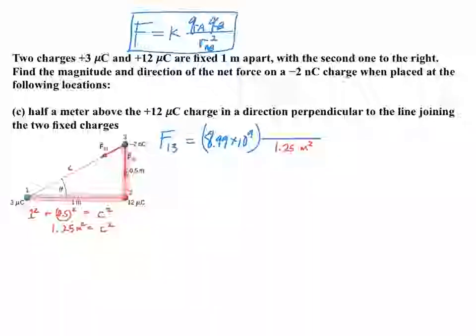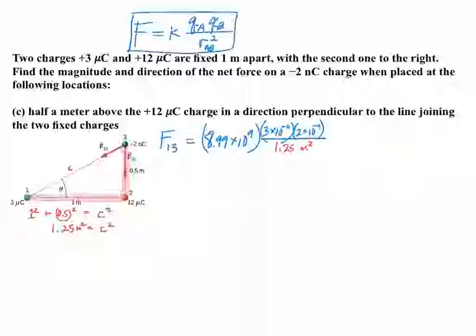Back at the ranch here. And so then I'm going to have my charges here. So we're going to have 3 times 10 to the minus 6 and 2 times 10 to the minus 9.